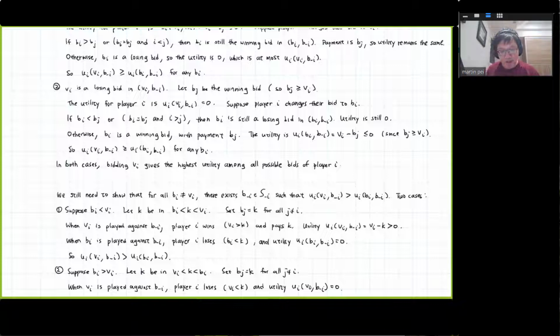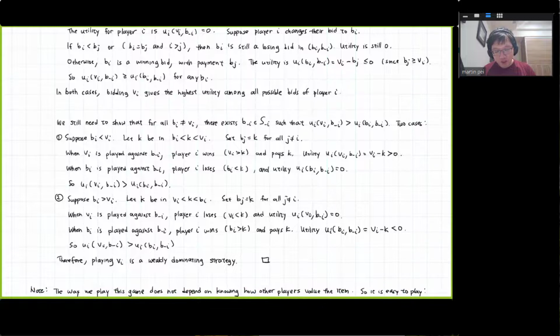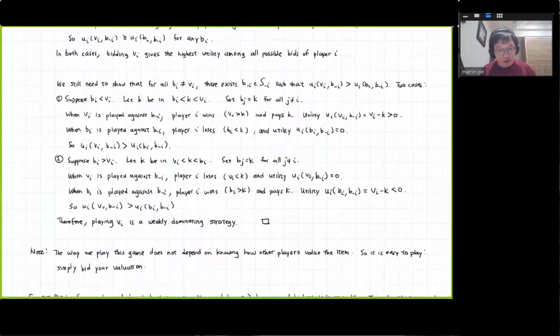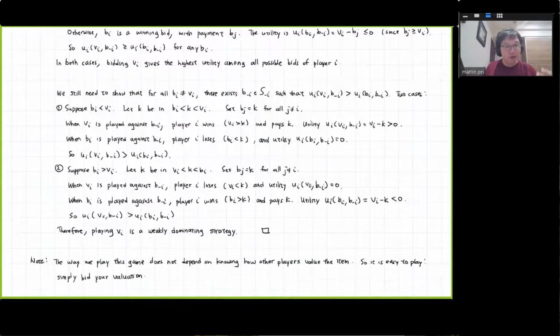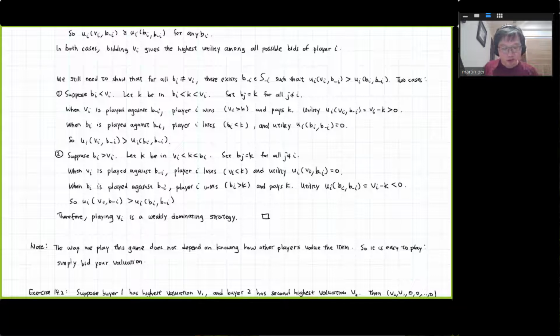So in both cases, bidding VI will give the highest possible utility among all possible bids of player I. All right. So we still need the second part. That is, there is some situation where our utility actually decreases. So we need to manufacture some possibility where the utility decreases, given that the other players do not change their strategy.